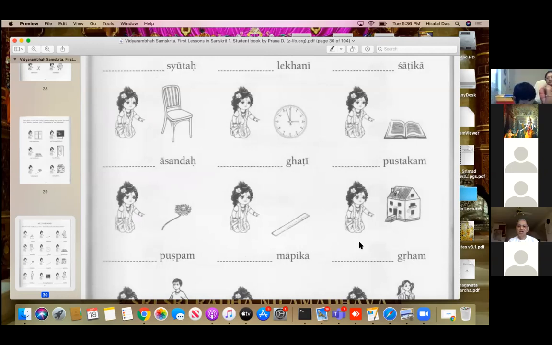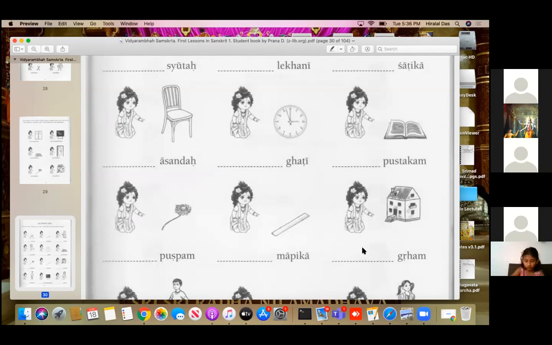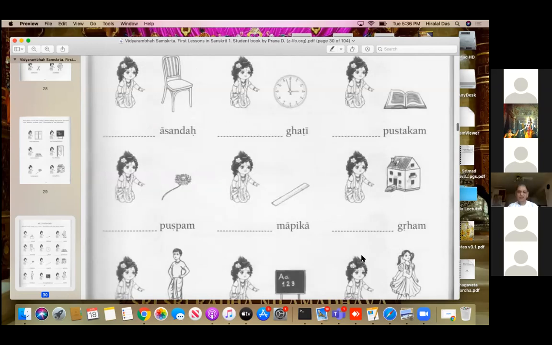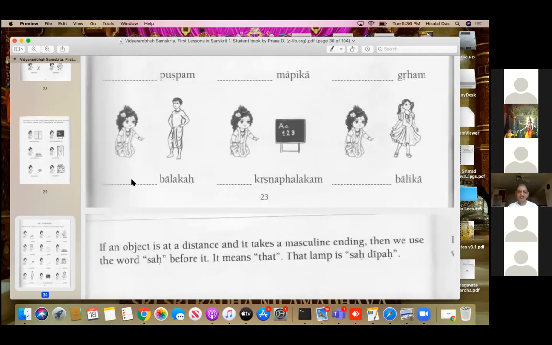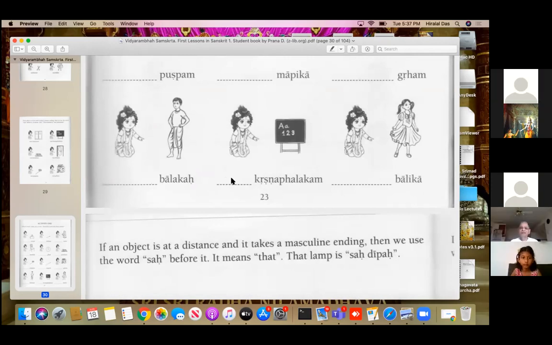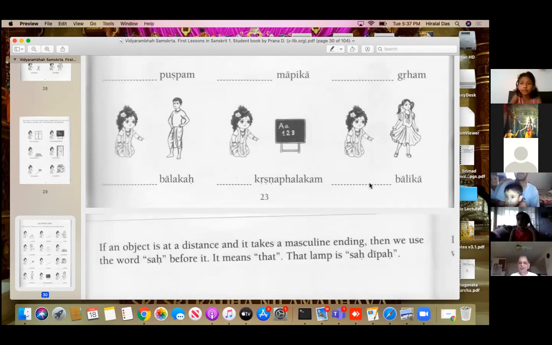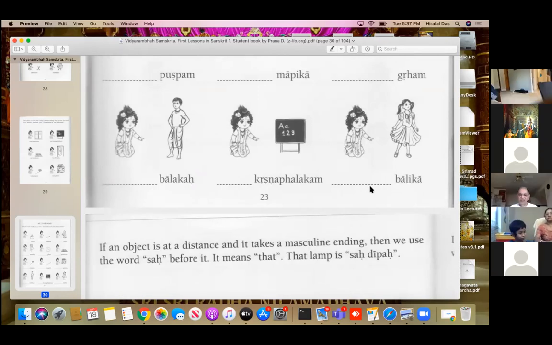Esa apika. Etat gruham. Very good. Here, what will you use here? Esaha balakaha. Here, etat falakam. Here, etat balika. Balika. Very good.